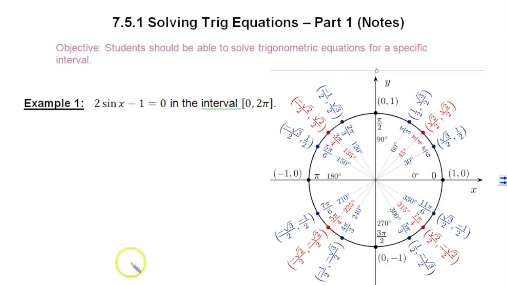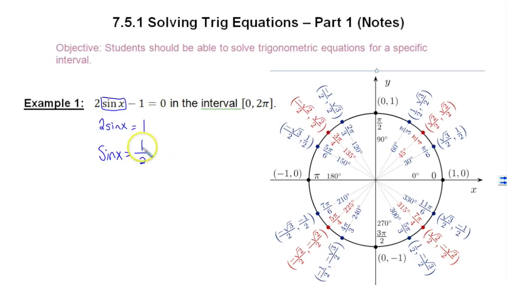We've got this equation, 2 sine x minus 1 equals 0. For any of these problems, you want to make sure that you solve for the trig function first, so you're solving for this entire sine part. To do that, we're going to add 1 to both sides, and then divide by 2. So we have sine x equals 1/2.